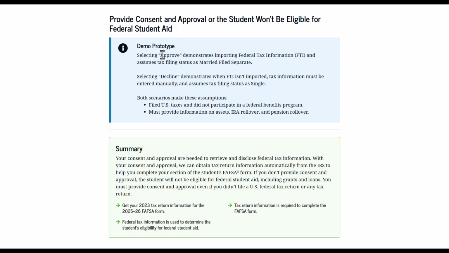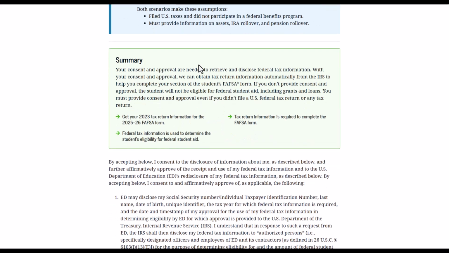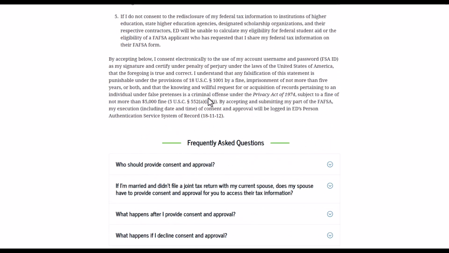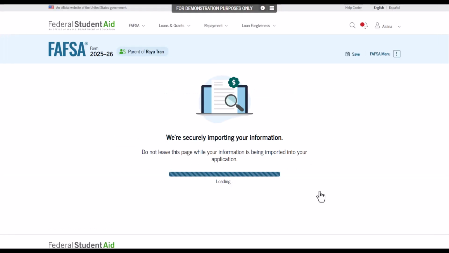You are then going to be brought into the parent's consent and approval section, which is one of, if not the most important section on the FAFSA form, as by providing your consent and approval, you will be able to have that federal tax information imported over from the IRS. If you do not provide consent and approval, then your student or your child will not be eligible for federal student aid, as providing consent and approval is mandatory in order to receive federal student aid. So we definitely want to provide consent and approval by selecting the approve button below.